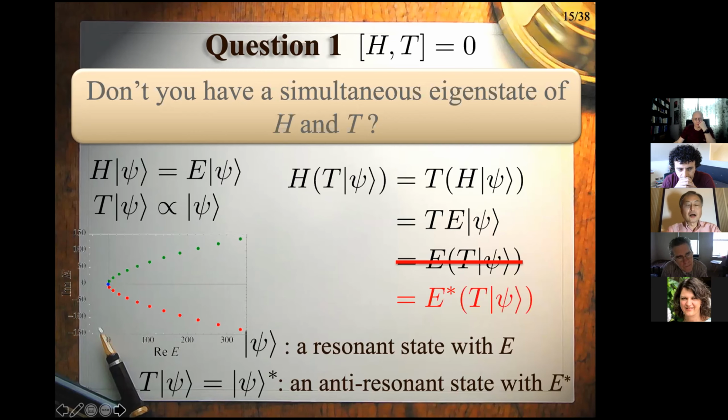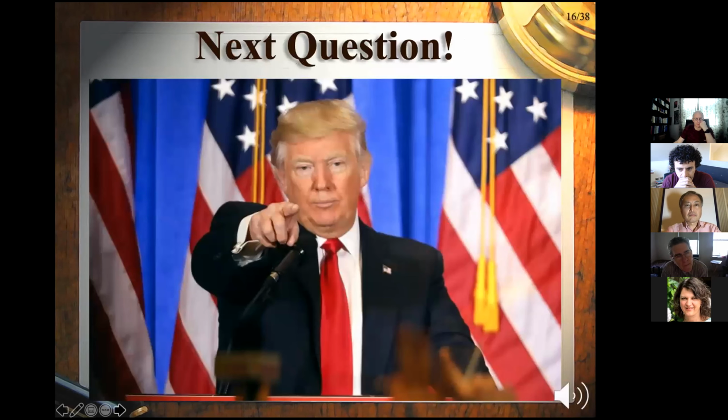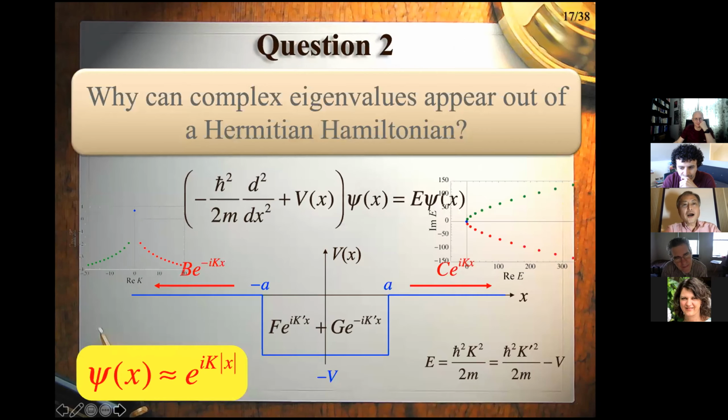Okay. So next question. Why can complex eigenvalues appear out of a Hermitian Hamiltonian?